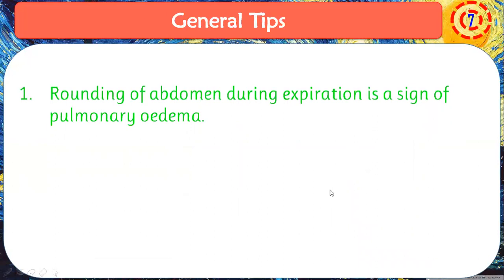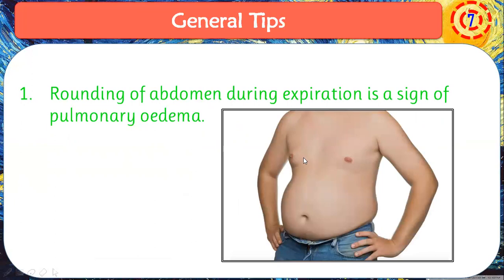For example, in pulmonary edema, there is rounding of the abdomen during expiration. Normally during expiration, the abdomen must be flat or must go inside. But if there is rounding of the abdomen during expiration, then that is a telltale sign of pulmonary edema. As you can see here, during expiration, the chest wall is decreasing in size, but the abdomen is rounded. So that is a sign of pulmonary edema.